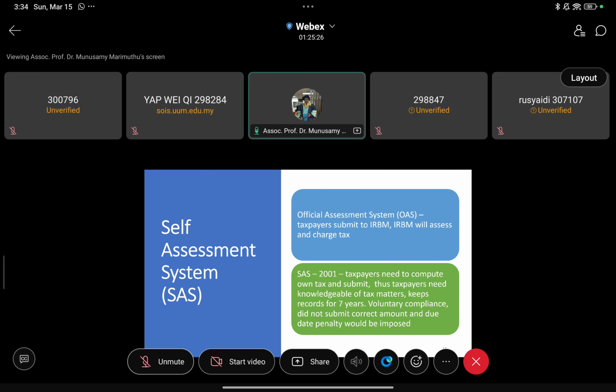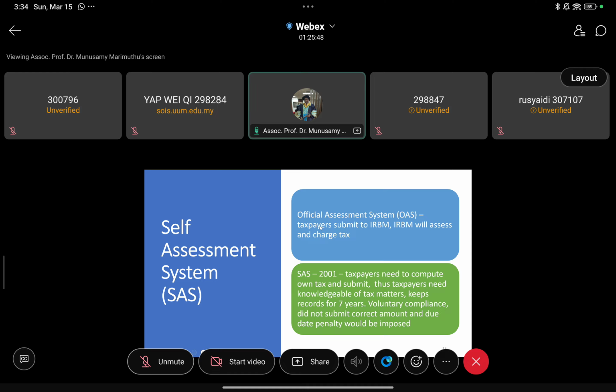Okay. So earlier, during my time, the system was considered an official assessment system. That means IRB will give the taxpayer the form. When you fill out the form, you send it back to IRB, and IRB will do the assessment. So a lot of work for IRBM.